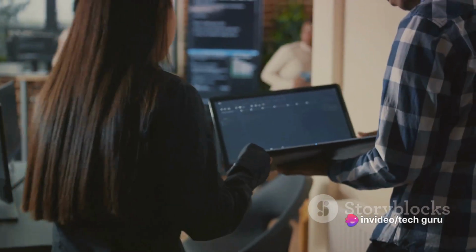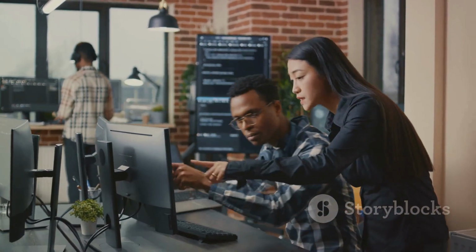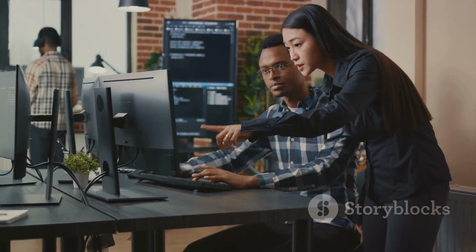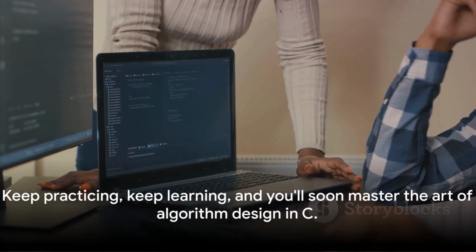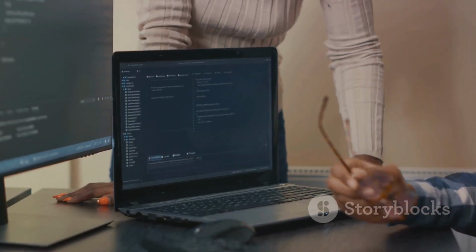If you're eager to further your understanding, consider diving into more complex algorithms, exploring various design techniques, or even starting your own algorithm project. Remember, the best way to learn is by doing. Keep practicing, keep learning, and you'll soon master the art of algorithm design in C.